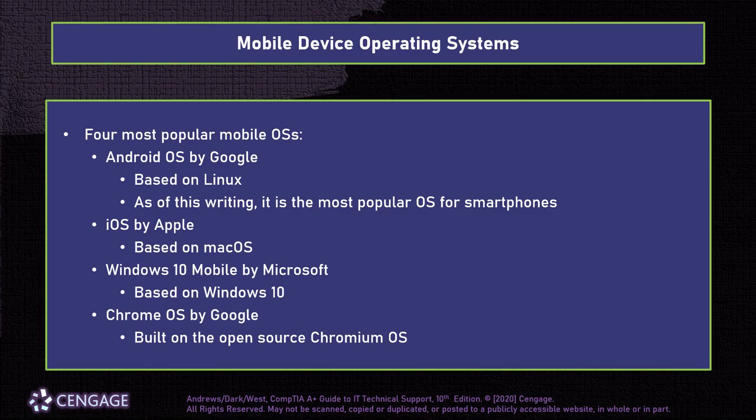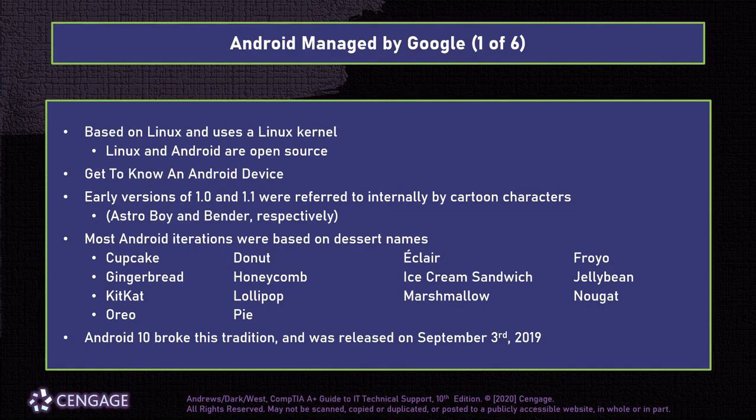Chrome OS by Google is built on the open source Chromium OS. So again, everything is leaning towards open source if possible. But in the case of Apple, because they like to maintain a strong level of control over the input-output of their devices, as well as their support structure, strong cryptography, things like that, they tend to be the more secretive of this group.